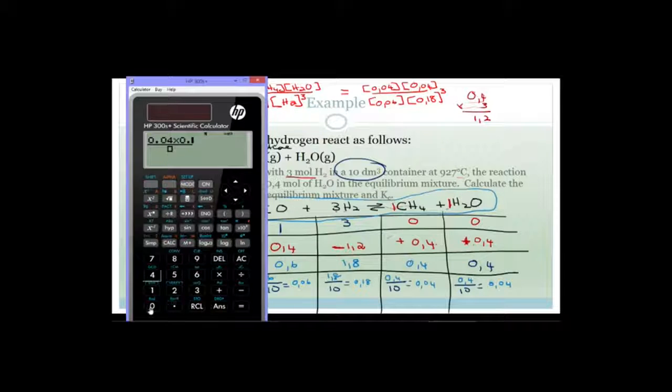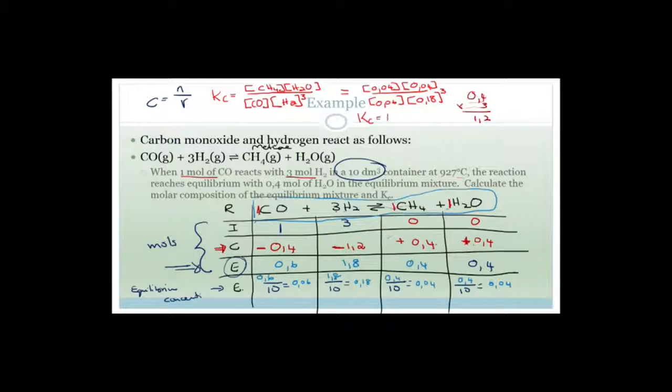So we've got 0.04 multiplied by 0.04, and I'm quite happy for you to square that, times 0.06, divided by 0.18 to the power of 3. Then it becomes equals, and press the SD button, 4.57. So our Kc is 4.57. And there are no units because it is a ratio of the products over the reactants. So there are no units for Kc. Please be careful of that.